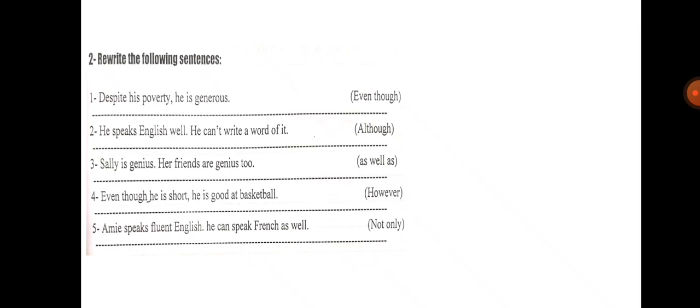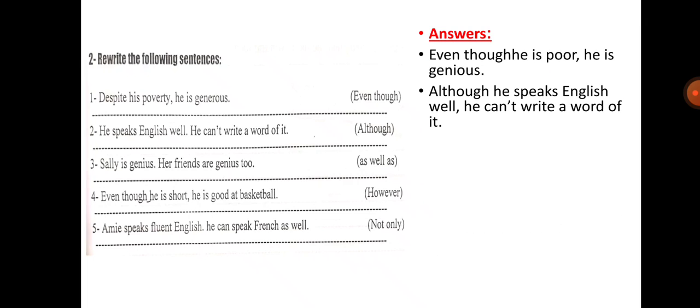Rewrite the following sentences. Number 1, despite his poverty, he is generous. Use even though. Even though he is poor, he is generous. Number 2, he speaks English well. He can't write a word of it. Although he speaks English well, he can't write a word of it. Sally is genius. Her friends are genius too, as well as. Sally, as well as her friends, is genius.